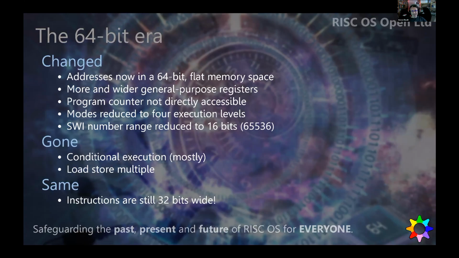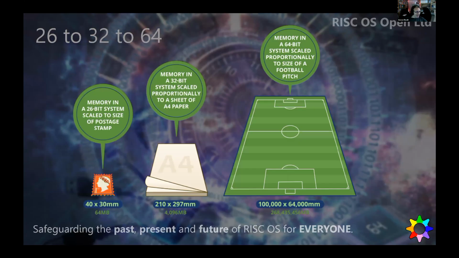So here is the visual representation of the size difference over the years, the progress that we've made with this stuff. If 26-bit memory, that's 64 megabytes, is the size of a postage stamp, then the 4 gigabytes you could get in a 32-bit system was the size of an A4 sheet of paper. But a 64-bit system can address something the size of a football pitch. So your original A3000 Archimedes, whatever it might have been, was a postage stamp on that football pitch.